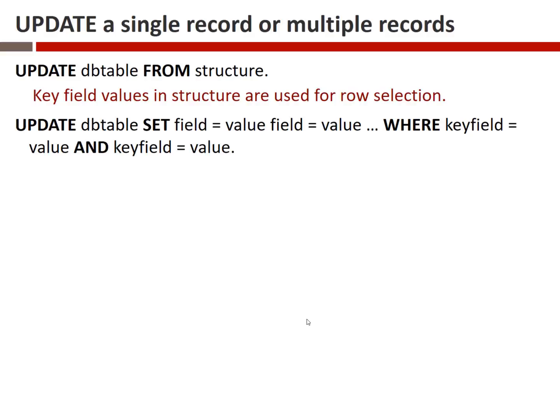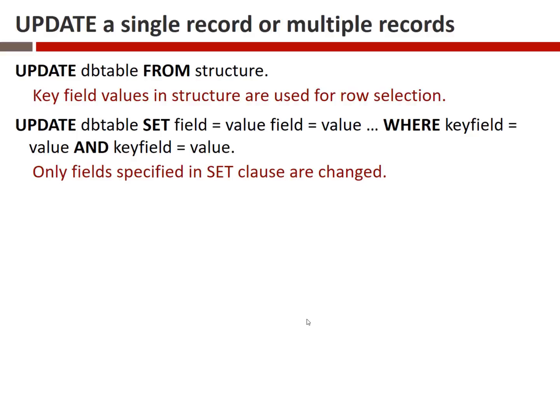Variation 2, much more explicit. Update, name of the database table, set, field equals value, as many or as few as I need, where key field equals value, and key field equals value, and so on. So this could look something like update DB table set state equals null where state equals California, because California just succeeded, you know, hypothetically in my example, okay? That operation would affect a lot of people that had California as their state, okay? So this version of the update could wind up changing no records, it could change one record, obviously it could change a whole bunch of them. Only the field specified in the set.